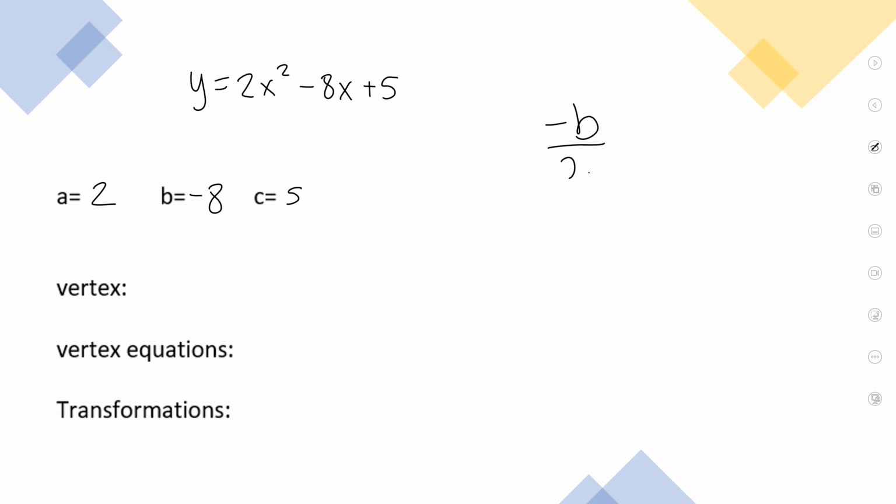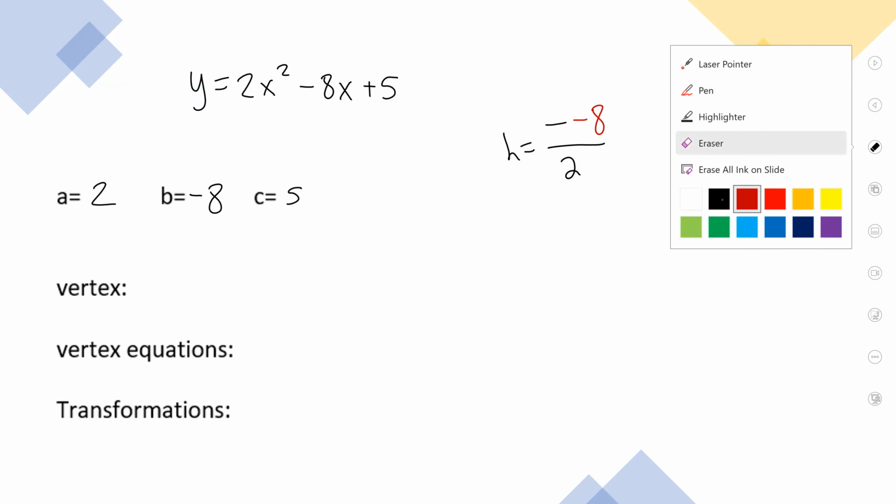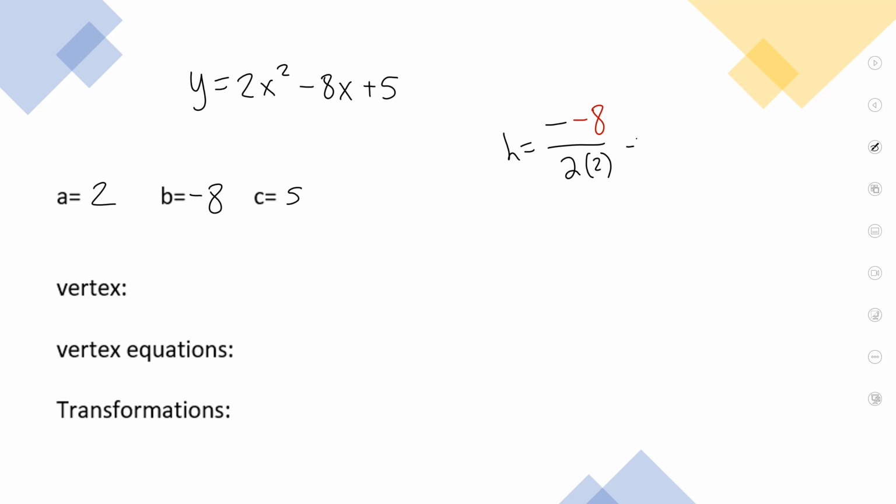Okay, when you plug something back in, let me just do this real quick. It's negative B over 2A to find H. So I'm going to erase this B and I'm going to put in a negative 8. I'm going to erase A and put in a 2. So this will be 8 divided by 4, which is 2. This is what you plug in.